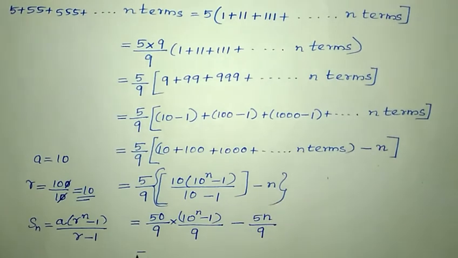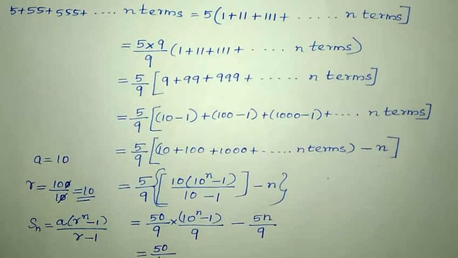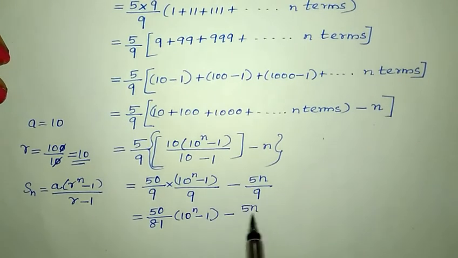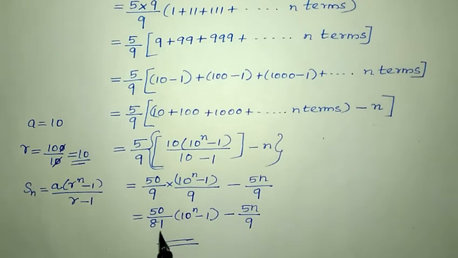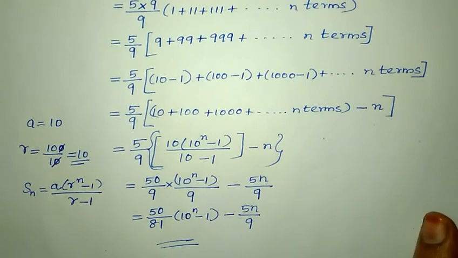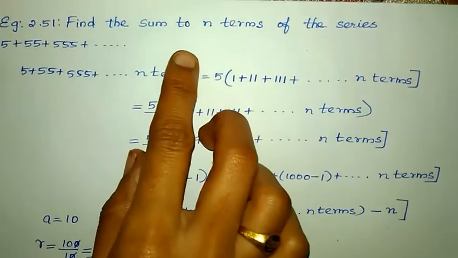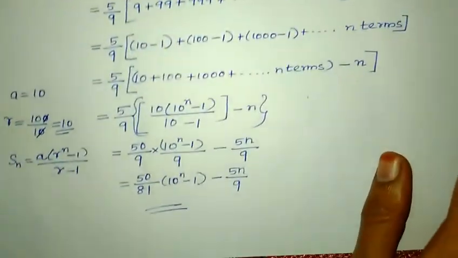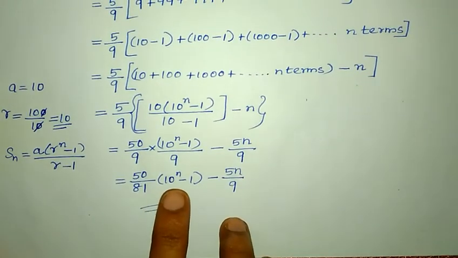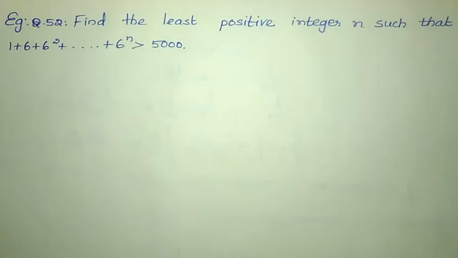which is equal to 50 by 9 nines are 81 into 10 power n minus 1 minus 5n by 9. So here the value is 50 by 81 into 10 power n minus 1 minus 5n by 9. So here the sum to n terms of the series is 50 by 81 into 10 power n minus 1 minus 5n by 9.